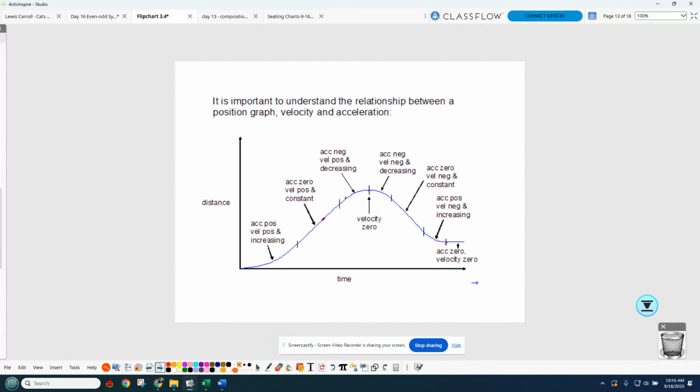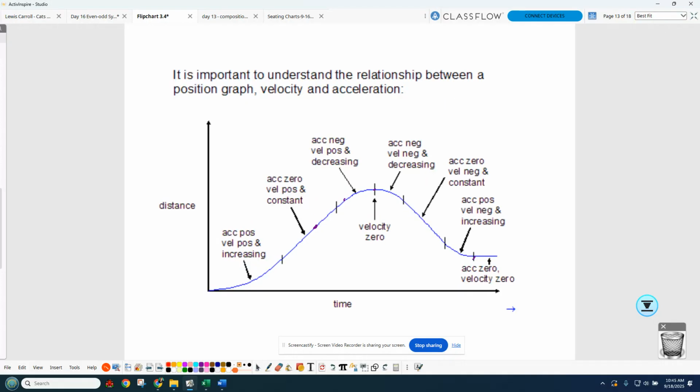All right, don't write anything. This is just a picture in your book. The goal eventually is that you'll be able to look at a position graph and know what's going on. So right there, this is distance from home, we started at home, and this is time. Are we walking away from home, towards home, or are we standing still? Walking away from home.